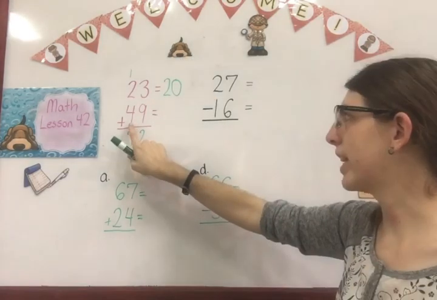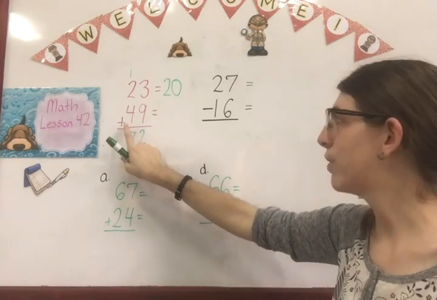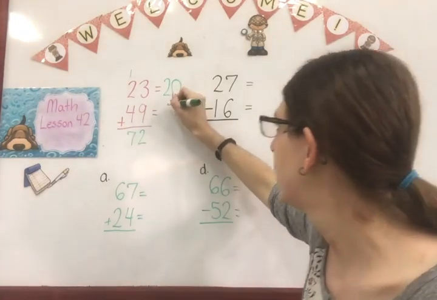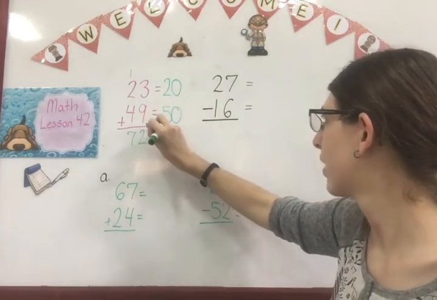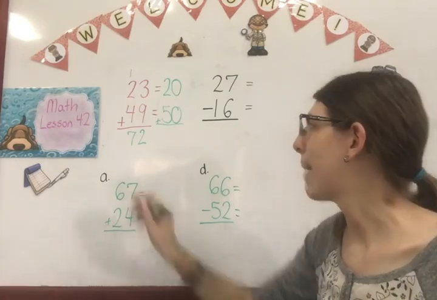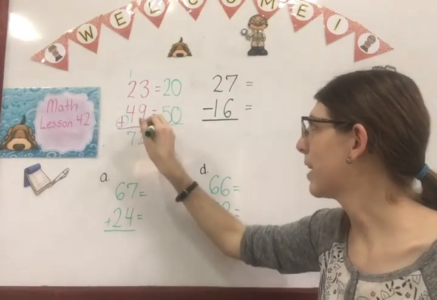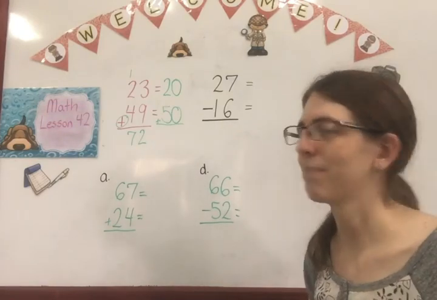I look at the 49. Look behind at the 9. That's 5 or greater, so I round my 4 up to 5. This becomes 50. So now I estimate my answer by adding my estimated numbers, my rounded numbers I should say.